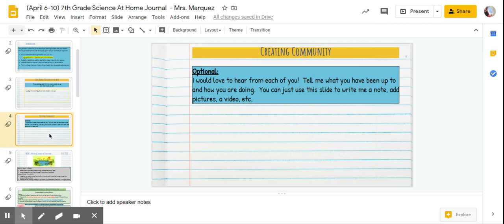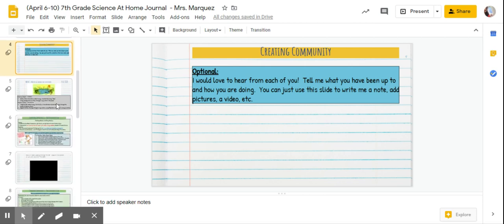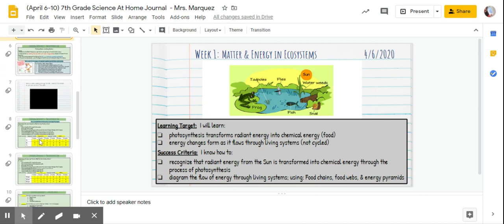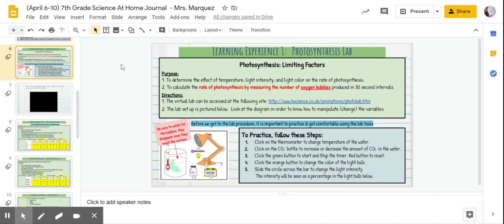Next is optional, so we're going to go ahead and skip that for now because we are late in getting this done. Then we've got our learning target and success criteria. We're going to learn about photosynthesis. Then we've got a lab, Learning Experience 1 Photosynthesis Lab.